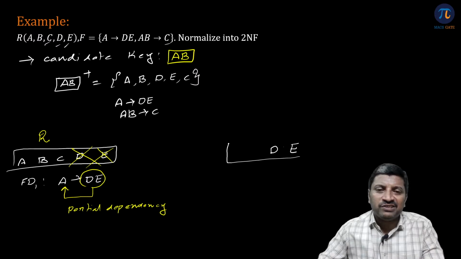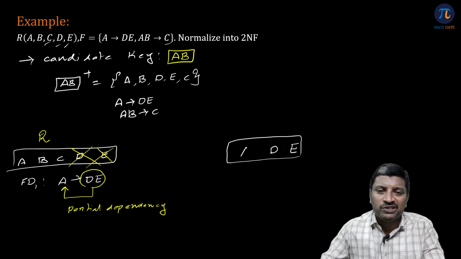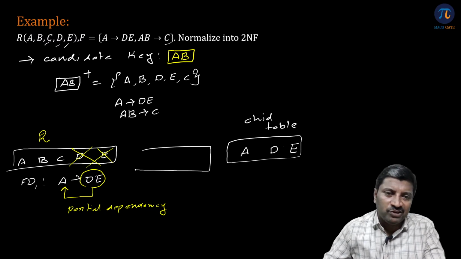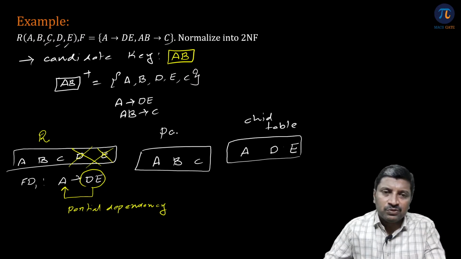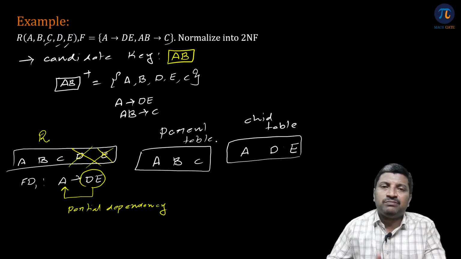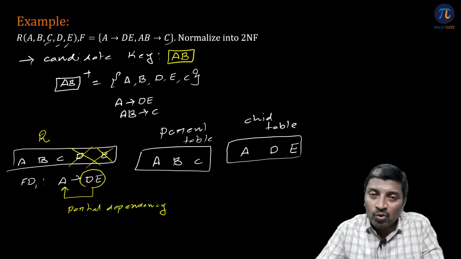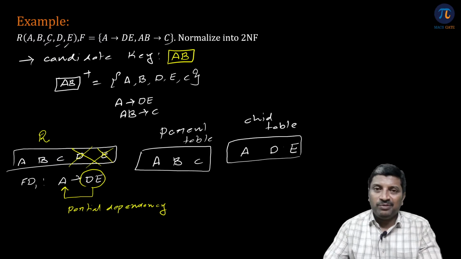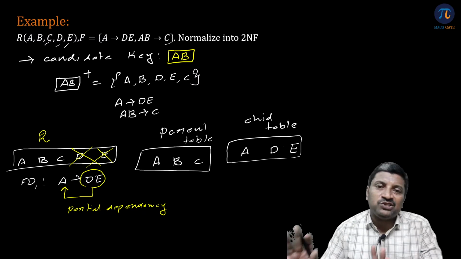Who is responsible for this villainism, sir? The responsible person is A. So this is our child table. After deletion of D, comma E, what else do you have in the main table? I have A, B, C. So this is my parent table. Hope you understood it. So those who are villains, we remove them from the original table. Who are responsible, that we add as a primary key, right? I mean, we are bringing it from the original, so it becomes a foreign key and it will be the primary key in the child table, right?